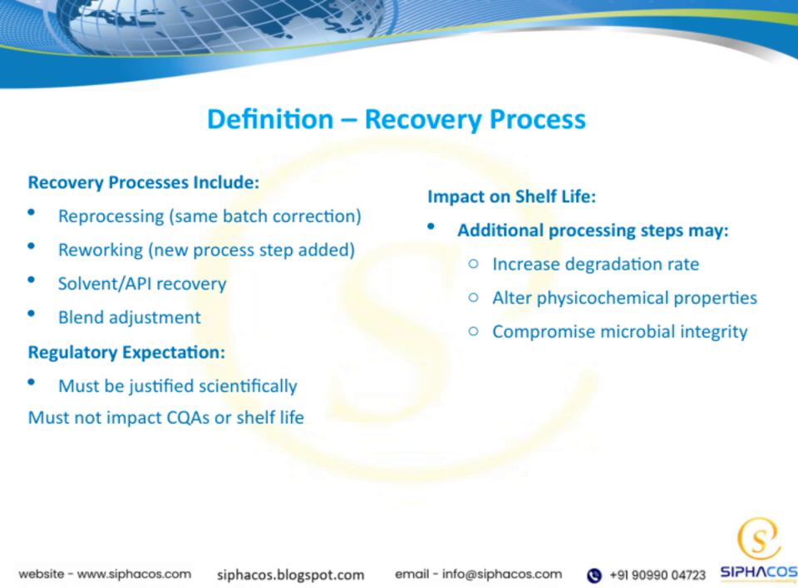This is about how we address issues that arise during manufacturing or processing. Recovery processes include reprocessing, which is like correcting a batch using the same materials, or reworking, where we add a new process step to fix or improve the product. We also have solvent or API recovery, which involves reclaiming active ingredients and blend adjustments to ensure consistency.